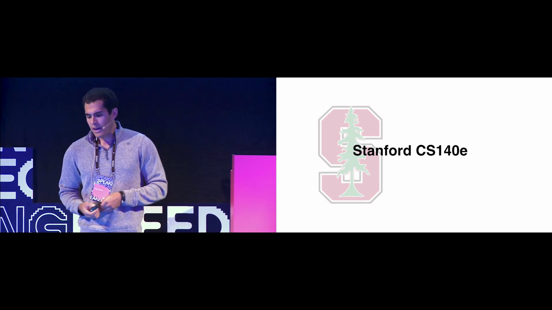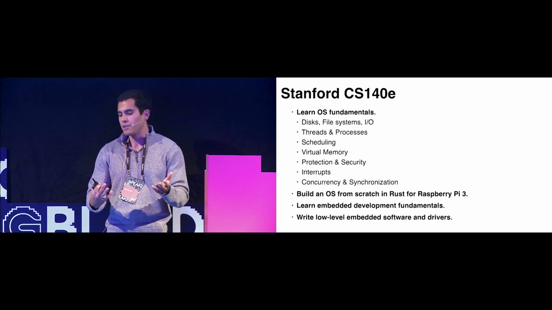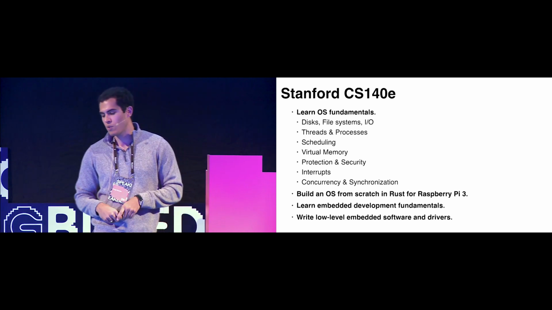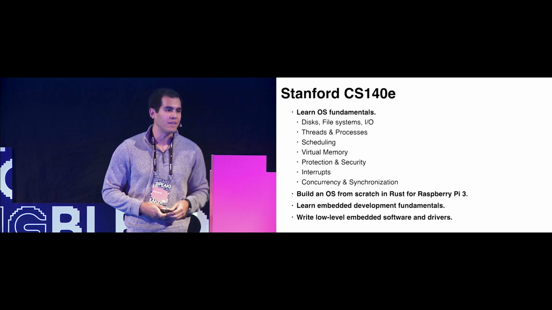And this was the deal with the class. The students were going to learn OS fundamentals. They were going to write an operating system. They were going to build an OS from scratch in Rust for the Raspberry Pi 3. They're going to learn embedded development fundamentals, and they're going to write drivers and all neat stuff.